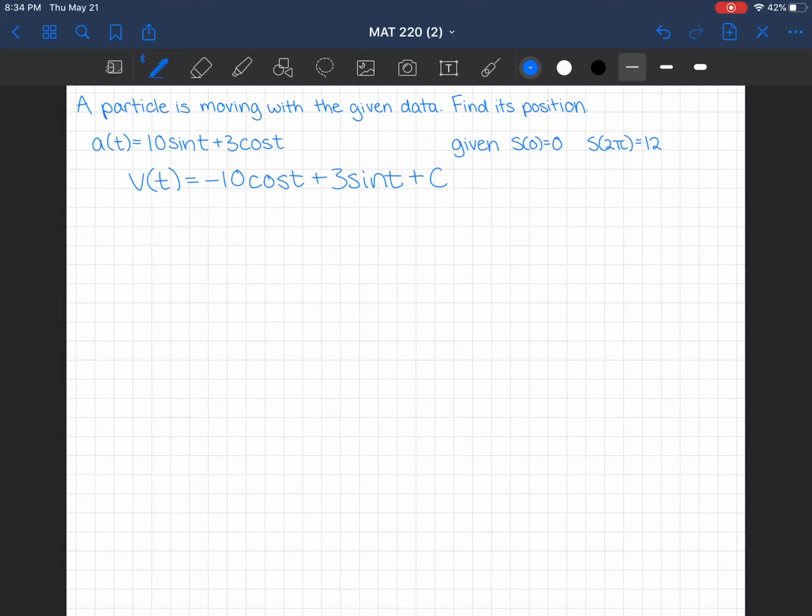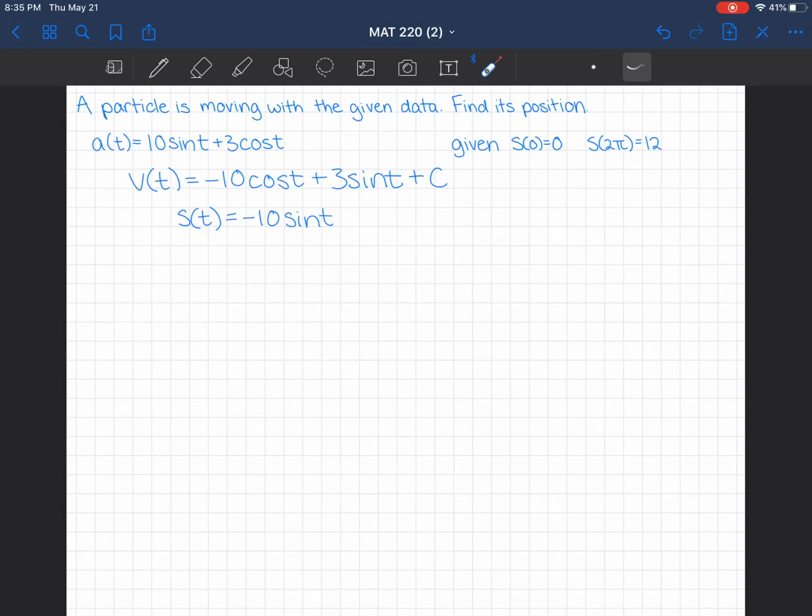So now from here, don't worry about solving for your c right now. Go ahead and find our position function by taking the antiderivative again. We'll use s for our position function. The antiderivative of a negative cosine is going to be a negative sine, and again, our constant's just going to stay right out in front there.